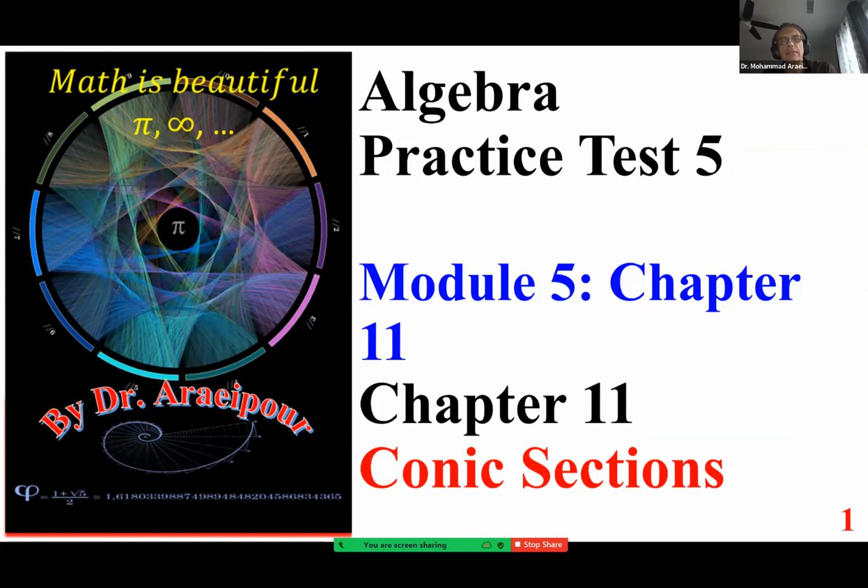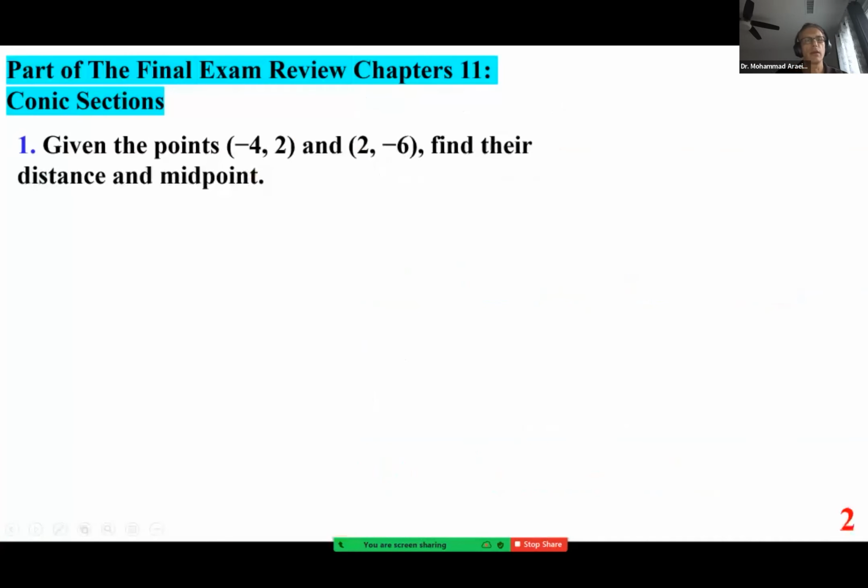Good afternoon, class. This is practice test number 5 for algebra, module 5, chapter 11. Chapter 11 is conic sections. Given the points -4, 2, and 2, -6, we want to find the distance and the midpoint.